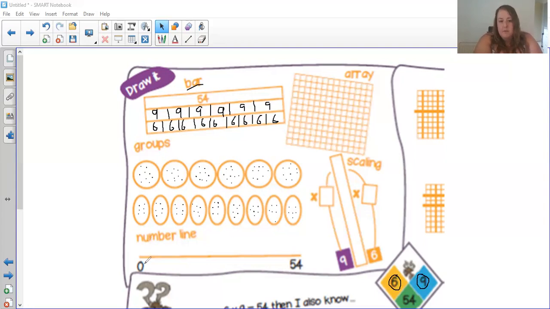Okay, number line at the bottom. You've got your 0 at the start and your 54 at the end, and then you need to do your jumps. So the first jump, I'm going to try and do 9.